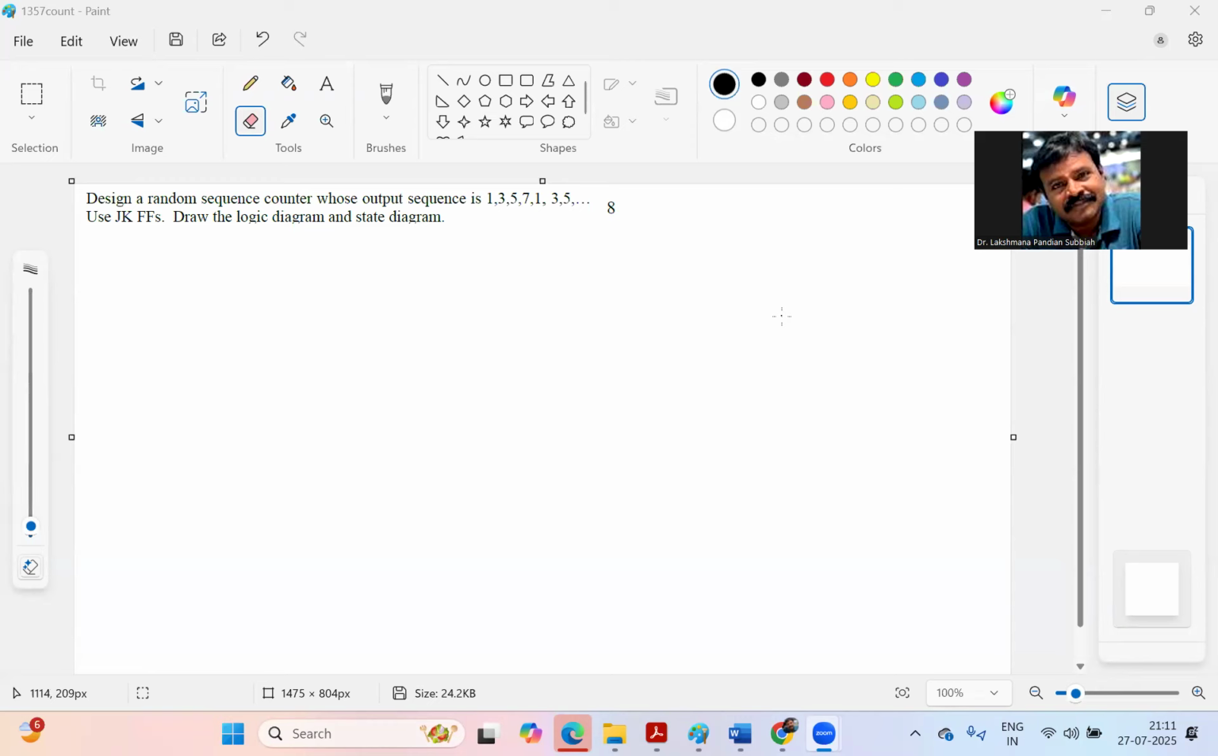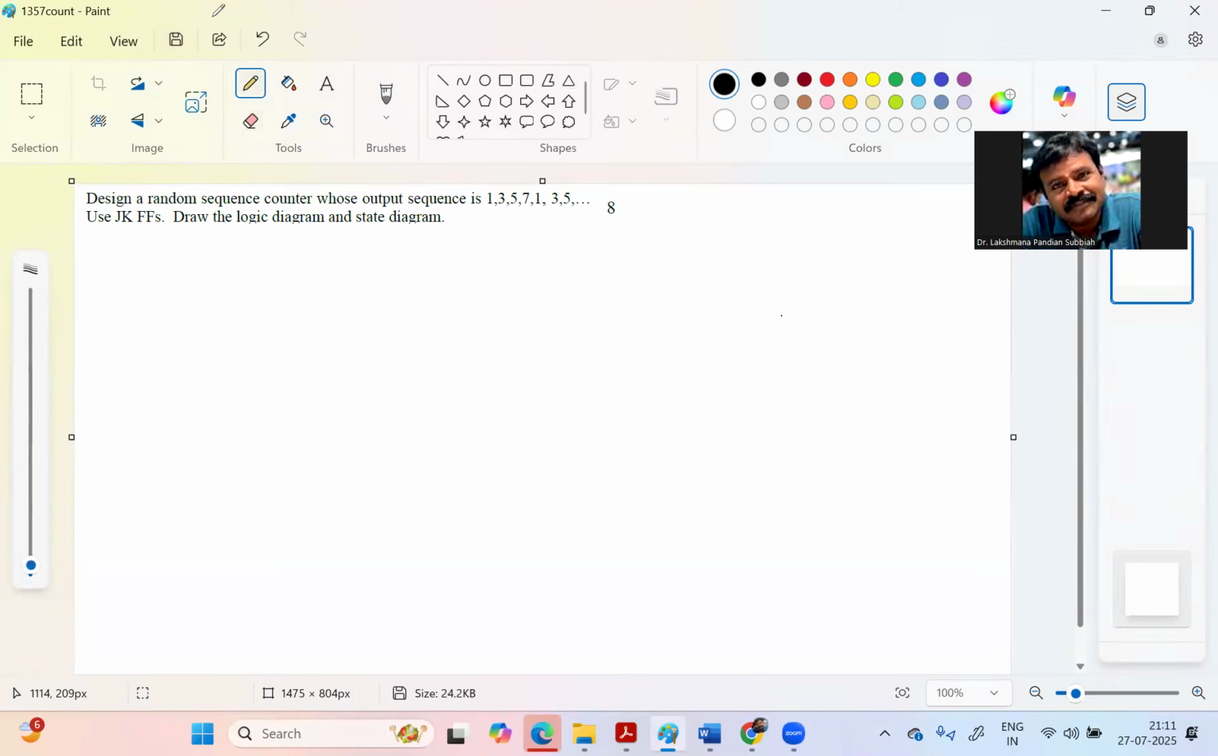In this lecture, we are going to solve a problem: a random sequence number whose output sequence is 1, 3, 5, 7 and then followed by 1, 3, 5, 7 and so on. Using JK flip-flop, draw the logic diagram and state diagram. This is a university question problem. Now we are going to solve that one.